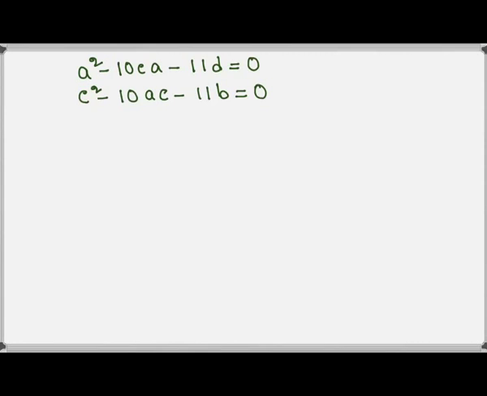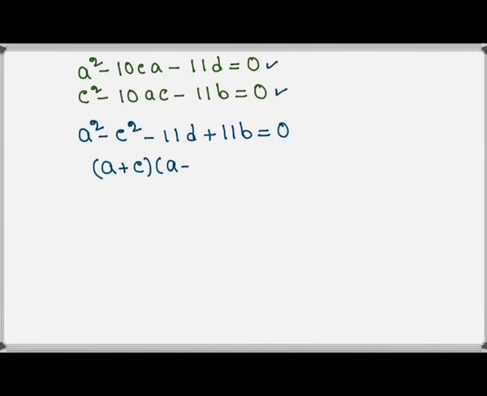If we subtract the second equation from the first one, we obtain a square minus c square minus 11d plus 11b is equal to 0. That means we are getting a plus c into a minus c is equal to 11 into d minus b. We will now find out what is d minus b.